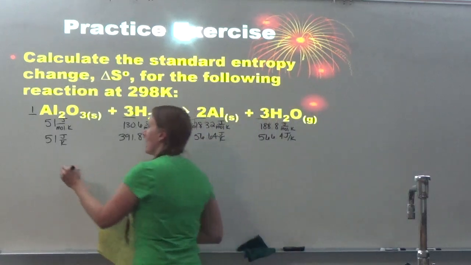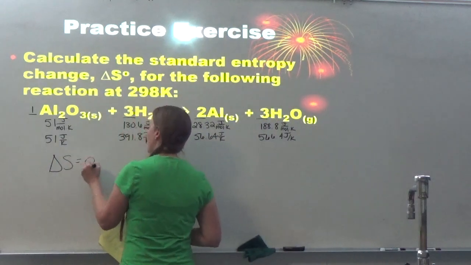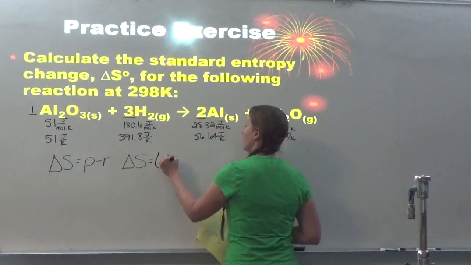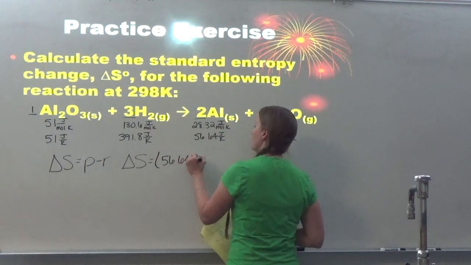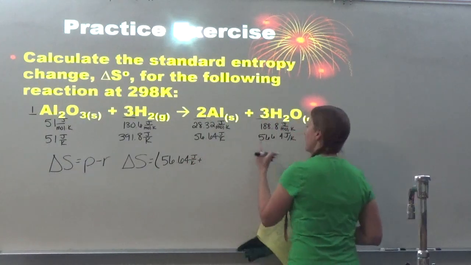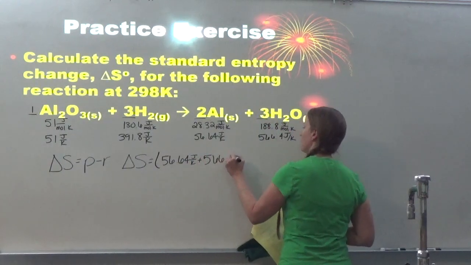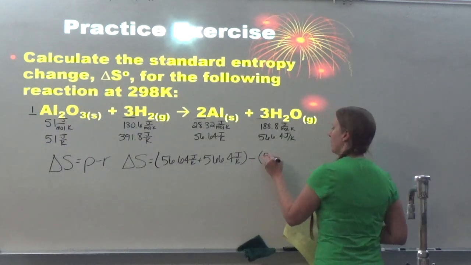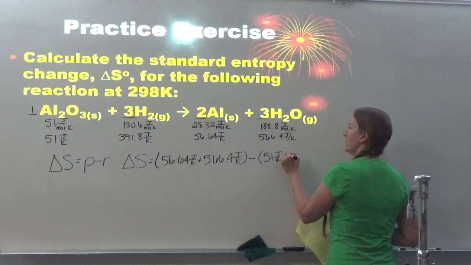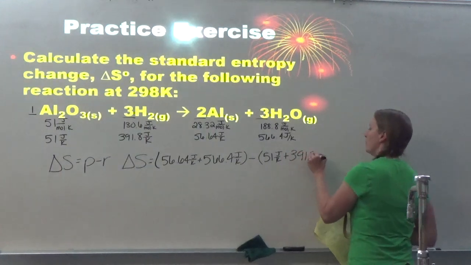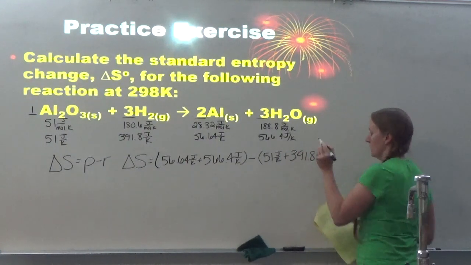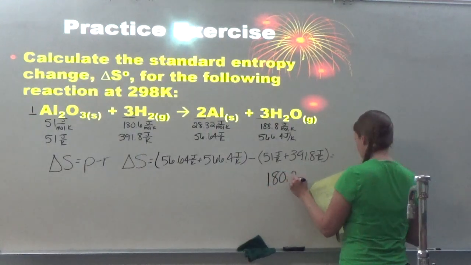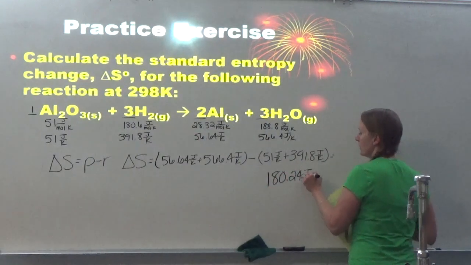All right, and then of course I know my delta S is my products minus reactants, so I just plugged in. So I have products 56.64 and 566.4, and then I minus my reactants. So I have my 51 joules per Kelvin and my 391.8 joules per Kelvin. Okay, so once I plugged in, I got about 180.24 joules per Kelvin.